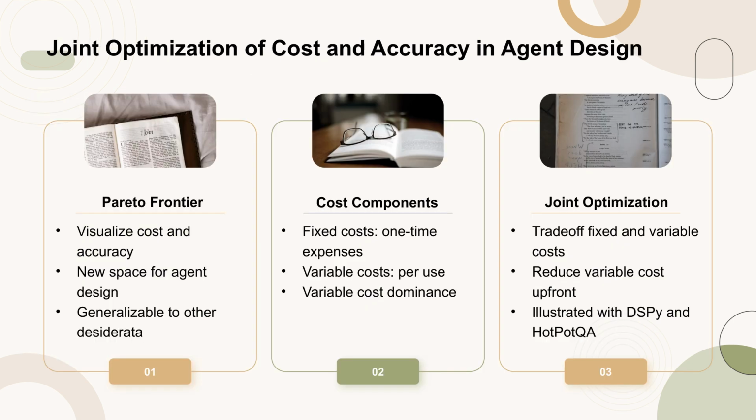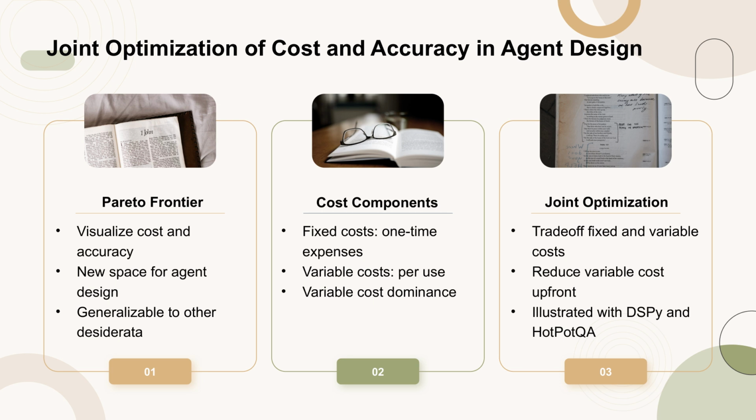The concept of visualizing the cost and accuracy of agents on a Pareto frontier introduces a new approach to agent design. This method allows for the joint optimization of cost and accuracy, which can result in agents that are less expensive while maintaining their accuracy. This approach is not limited to cost and accuracy. It can be generalized to other aspects of agent design, such as latency.